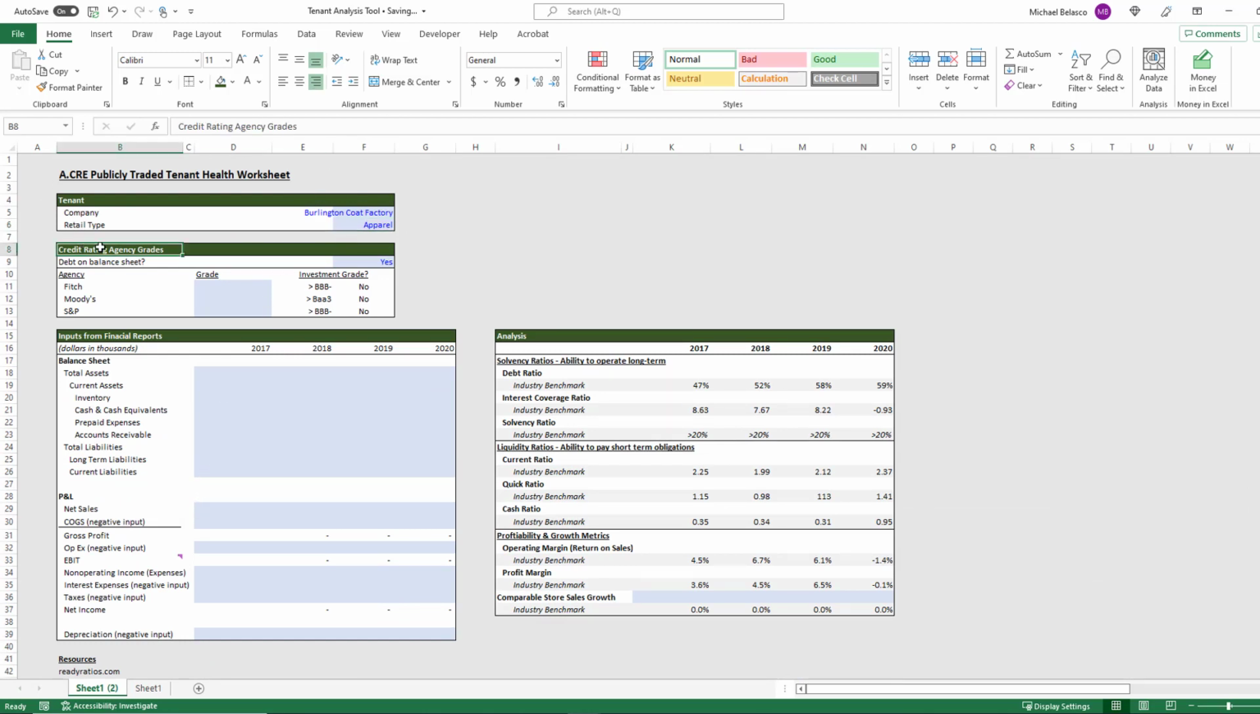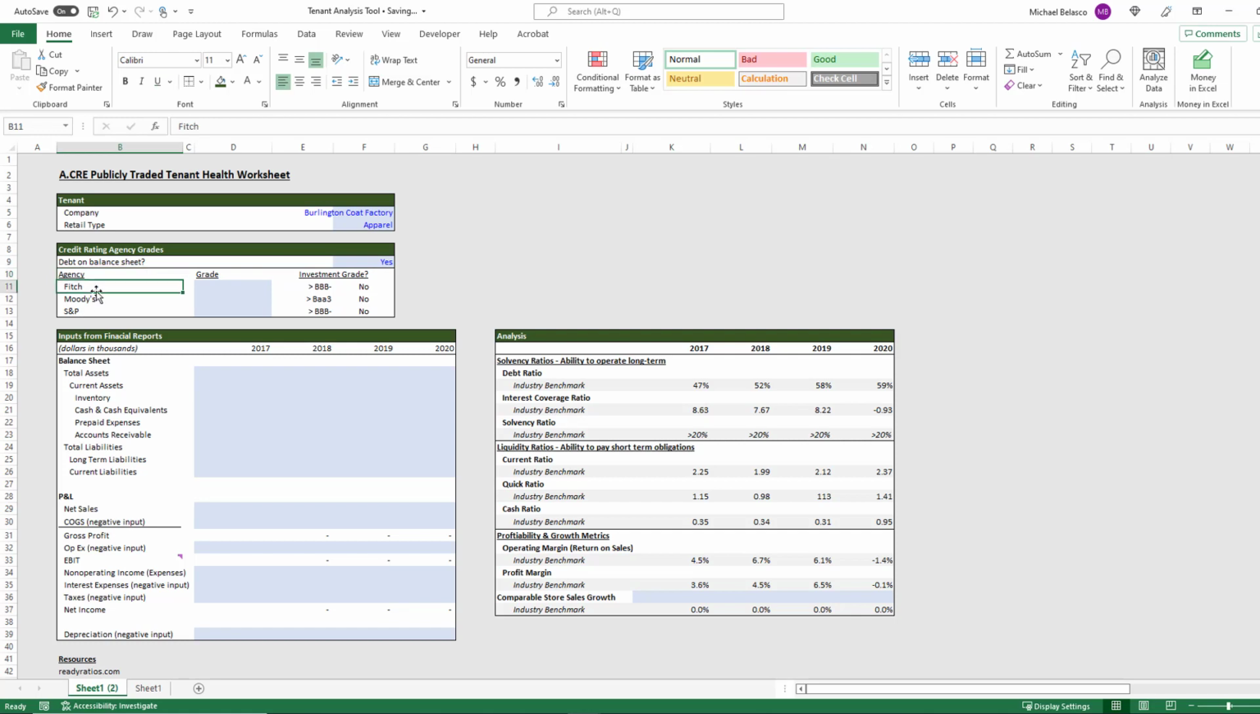So moving to the next section here, credit rating agency grades. If they have debt, that debt is typically rated by these credit agencies, and if they don't, then they're not credit rated. They don't have any debt, which is great for solvency purposes, but there is no rating on them. A lot of times there is, and so we'll click yes, and then we can go to the agency.